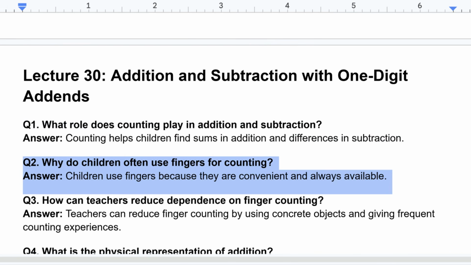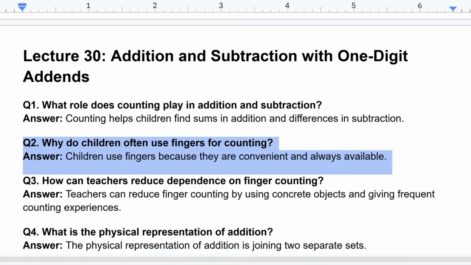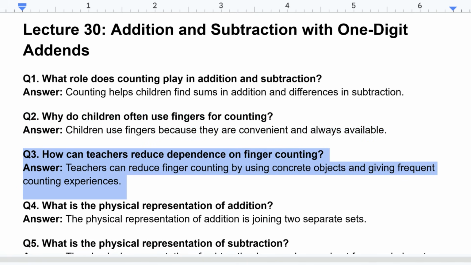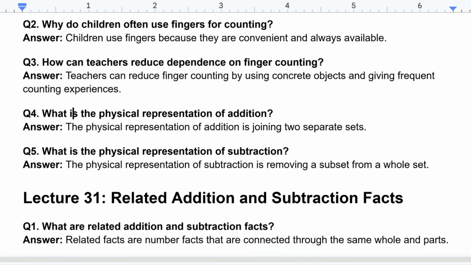Children use fingers because they are convenient and always available. How can teachers reduce dependence on finger counting? Teachers can reduce finger counting by using concrete objects and giving frequent counting experiences.